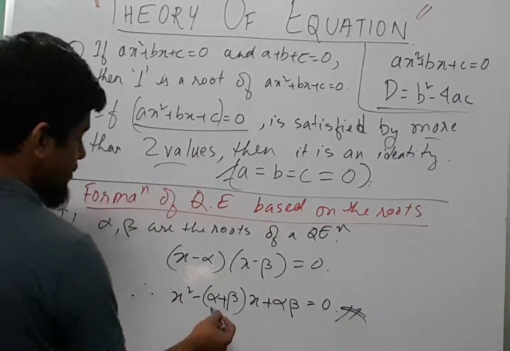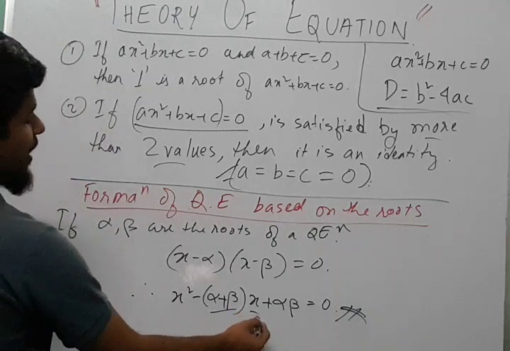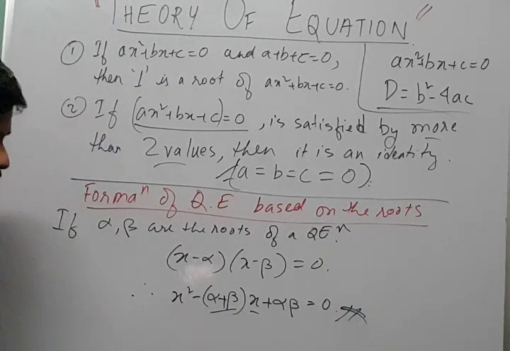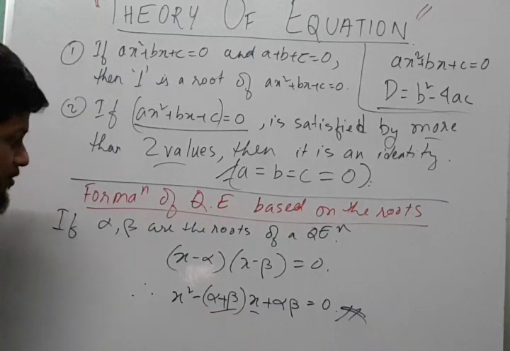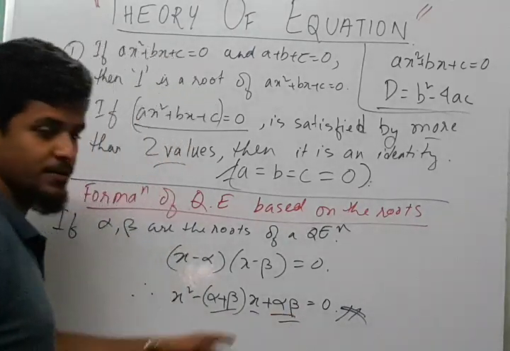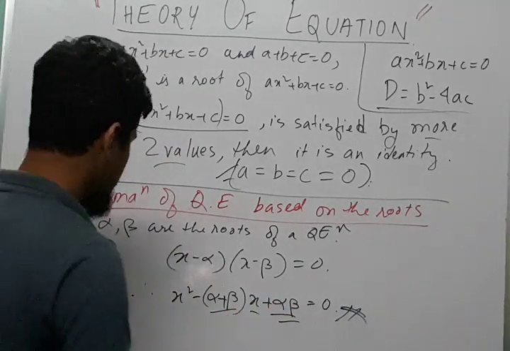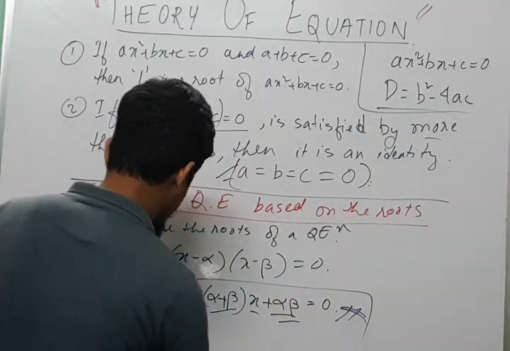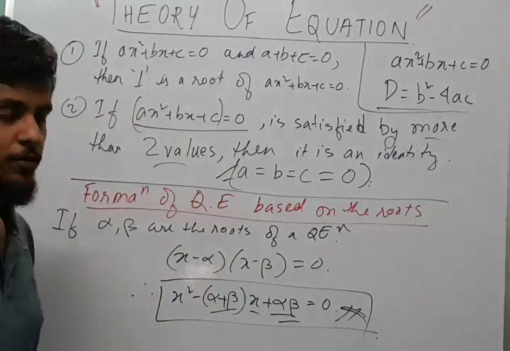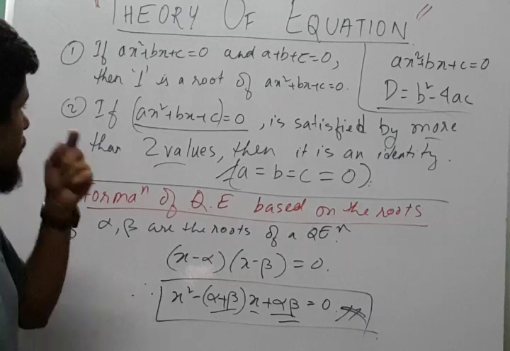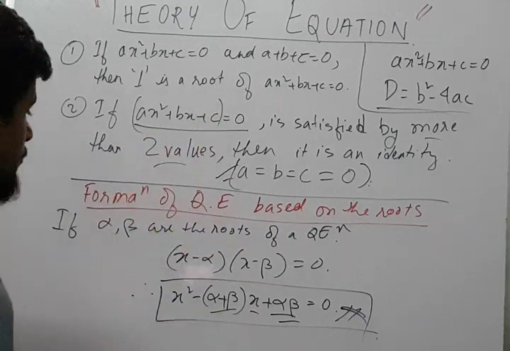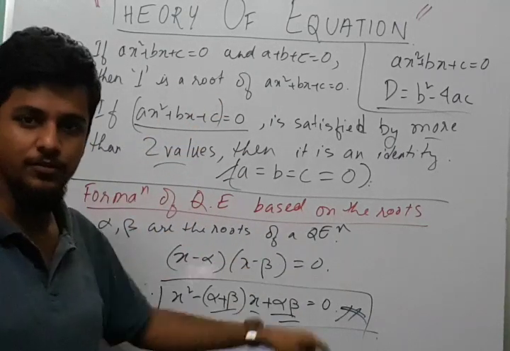As you can see over here, the coefficient of x is the negative of the sum of the roots, and the constant term is the product of the roots. So this is the quadratic expression that we are looking for. Today we have talked about some nature of roots, and we have also talked about the formation of the quadratic equation based on the roots.